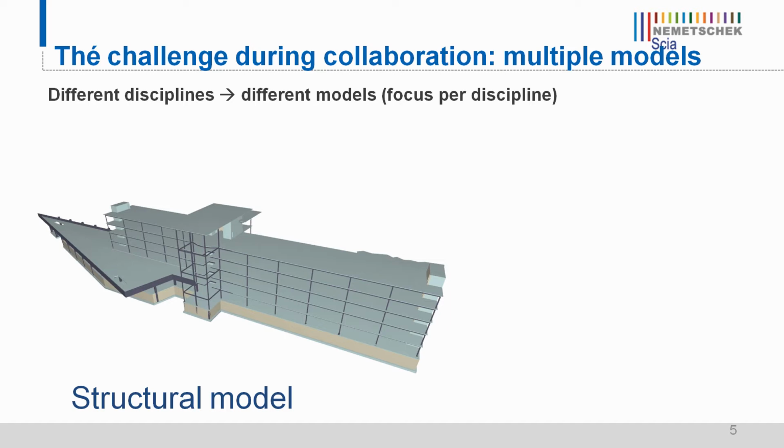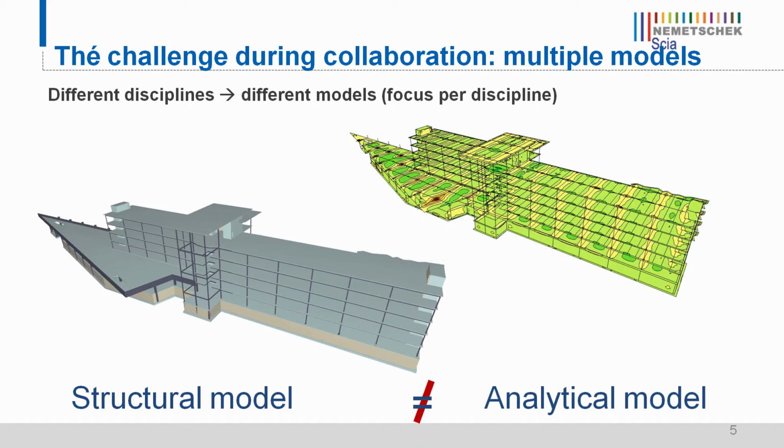The engineer, on the other hand, needs an analytical model or calculation model. This is a simplified skeleton of the structure. Beams and columns are represented by their axes, walls and plates by their center line, and this calculation model is often much simpler than the structural model.